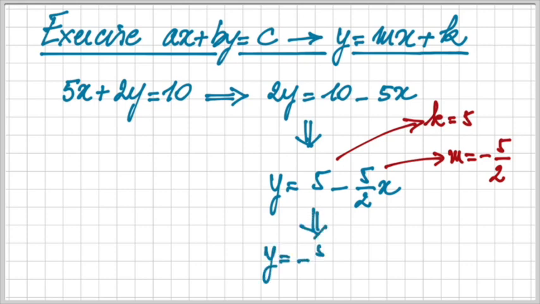We can simplify this further, or we can write this in the typical point-slope expression, y is mx plus k. And this becomes y is minus 5 halves times x plus 5.